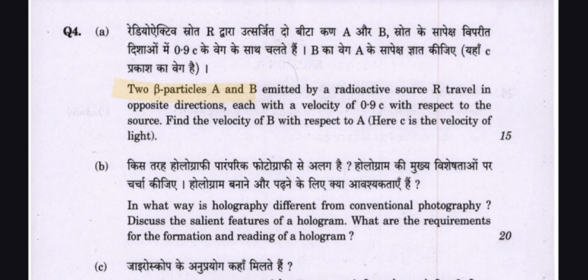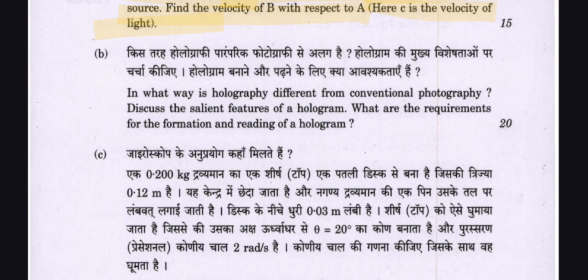Two beta particles A and B emitted by a radioactive source travel in opposite directions, each with a velocity of 0.9 c with respect to the source. Find the velocity of B with respect to A. Here c is the velocity of light. In question number 4b, in what way is holography different from conventional photography? Discuss the salient features of a hologram.